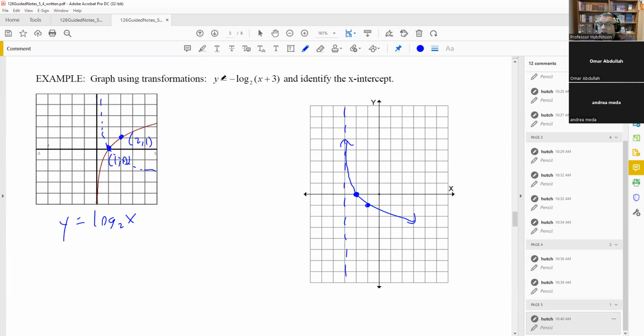Okay, so again, the graph flips over. The negative on the outside flips the graph over the x-axis. If the negative was on the inside, that would flip it over the y-axis. But out in front, it just flips it over the x-axis, and that's what the graph will look like.